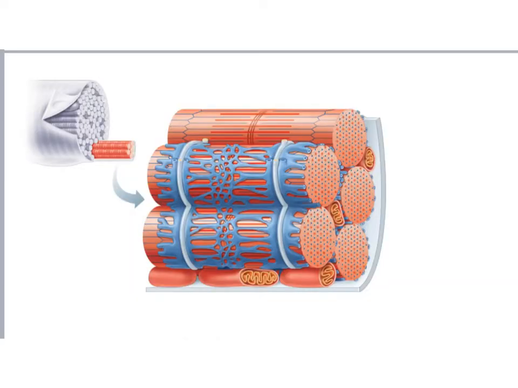Now remember, that action potential moves across the sarcolemma, and it's going to move down into these invaginations of the sarcolemma and move down this T-tubule, right? The T-tubule is part of the triad. We have the terminal cisterna right here of the sarcoplasmic reticulum, and here's our T-tubule that runs right in the middle.